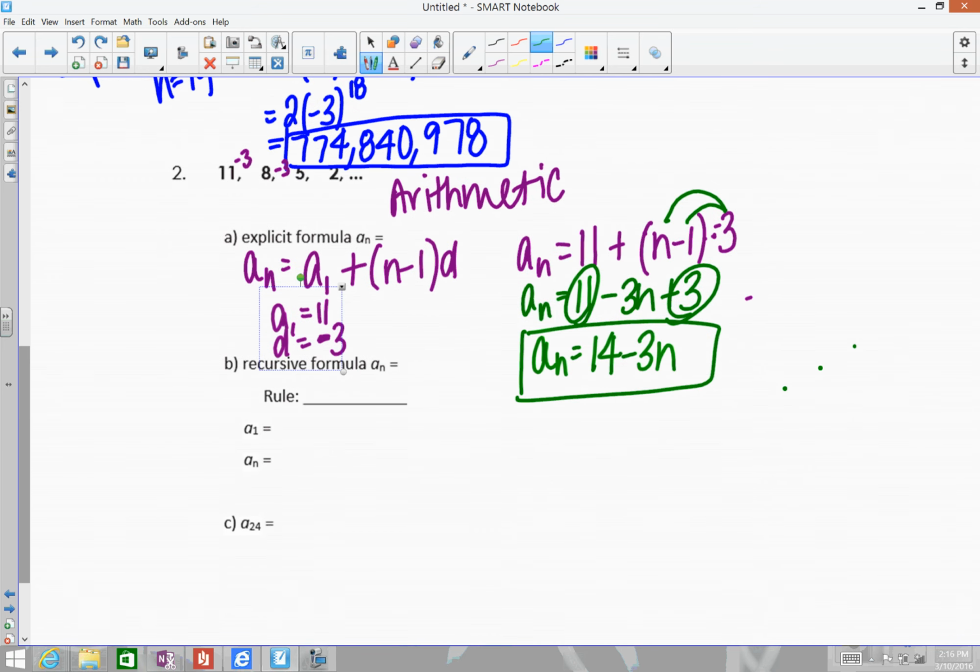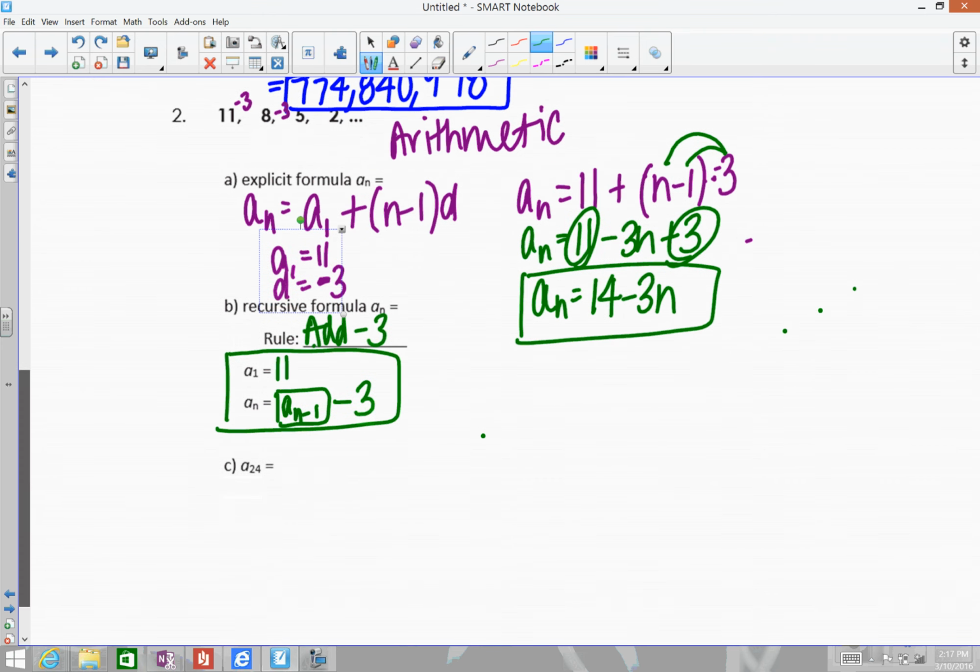Your recursive formula is actually a lot quicker to write because remember the rule is just add, I'm going to call it add negative 3. So add negative 3, or you could say subtract 3. The rule is really quick because the first term is 11, and you take the previous term, which is that same notation every time, a sub n minus 1, because you have a sub n and you want to know the term before it. So it's the previous term minus 3, or plus negative 3. So there's the recursive formula. These are equivalent. They would give you the exact same sequence. The difference is the format. The explicit is more convenient to use, whereas the recursive is more of a pain to use, but it was a lot quicker to come up with.